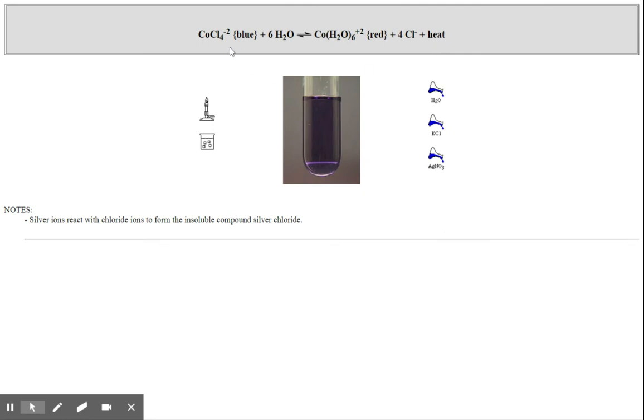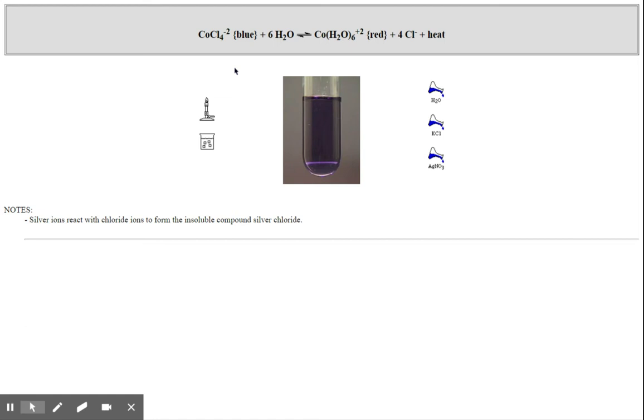chemical reaction here. So we have a cobalt chloride that is a blue color reacting with water in the forward reaction to make cobalt water complex. So all you need to know is this thing here is red. It's an ion and it's a red in color. You also get chloride ions and heat. So that forward reaction is exothermic. So this blue and the red are very important. That color change is going to tell you where equilibrium shifted.